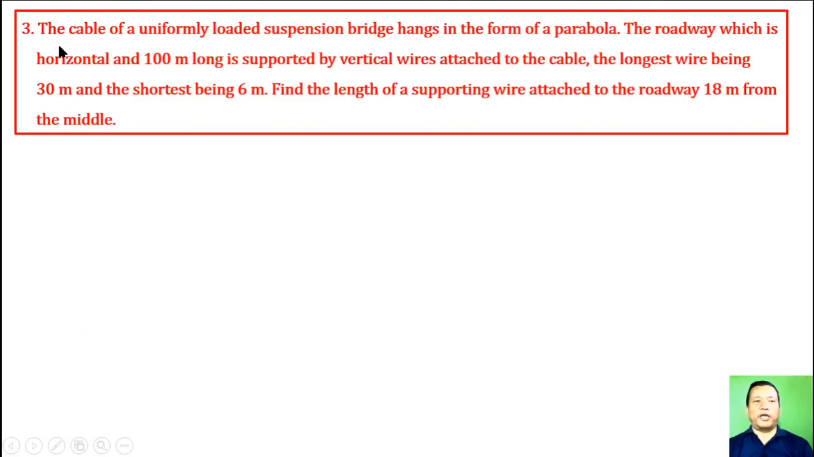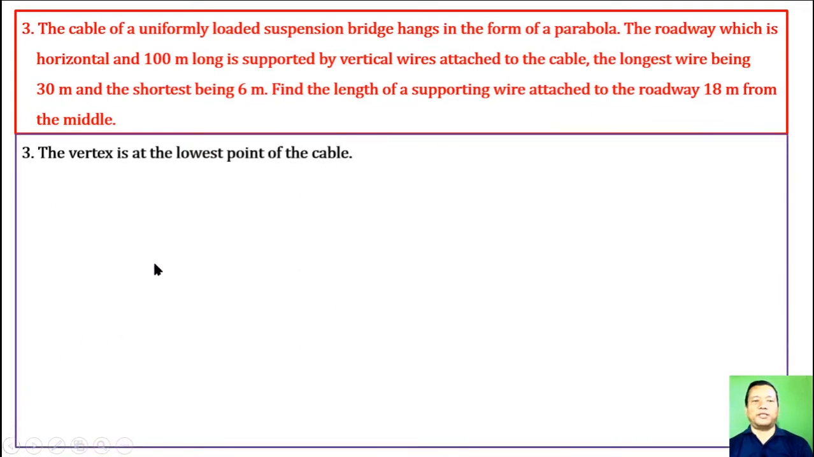Question number 3. The cable of a uniformly loaded suspension bridge hangs in the form of a parabola. The roadway, which is horizontal and 100 meter long, is supported by vertical wires attached to the cable. The longest wire being 30 meter and the shortest being 6 meter. Find the length of a supporting wire attached to the roadway 18 meter from the middle. The vertex is at the lowest point of the cable.